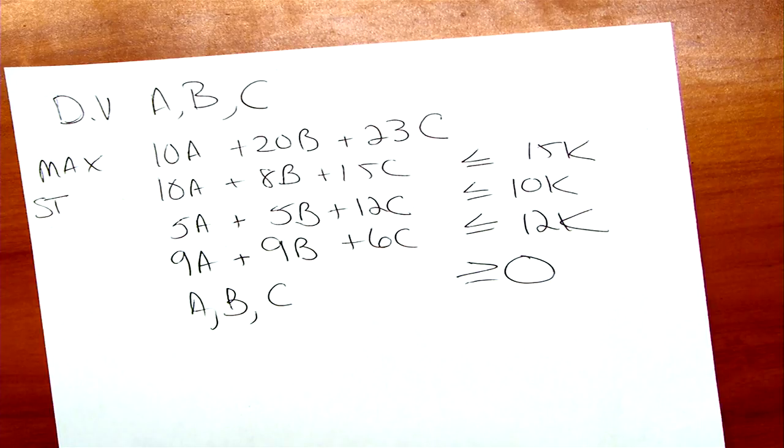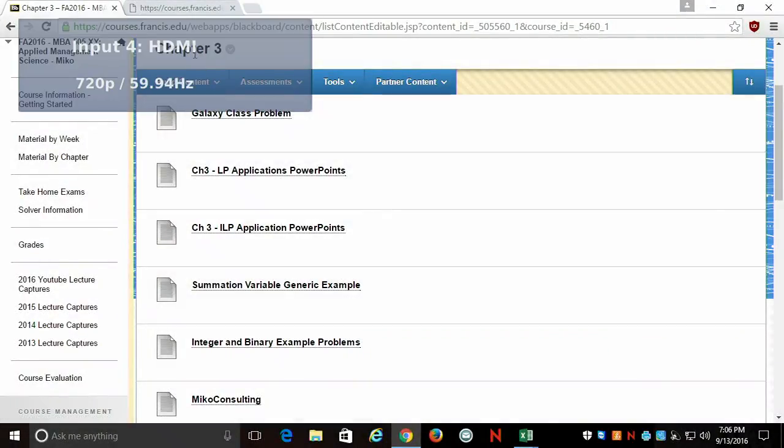So if you turn the blank, you want this side up. And if we go into chapter 3, click on the item that says summation variable generic example. It's like the 4th thing down. Oh, you guys can't see what I'm doing. It's under chapter 3 on Blackboard. It's the 4th one down. It says summation variable generic example.